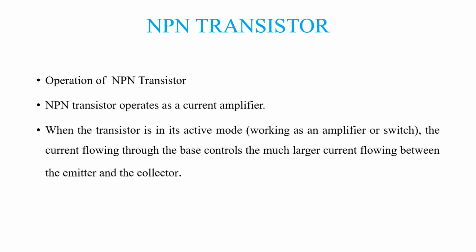Operation of NPN transistor. NPN transistor operates as a current amplifier. When the transistor is in its active mode or linear mode of operation, the current flowing through the base controls the much larger current flowing between emitter and collector.